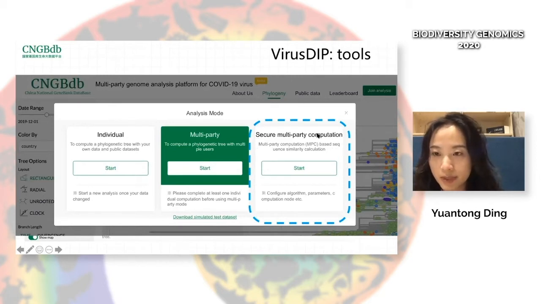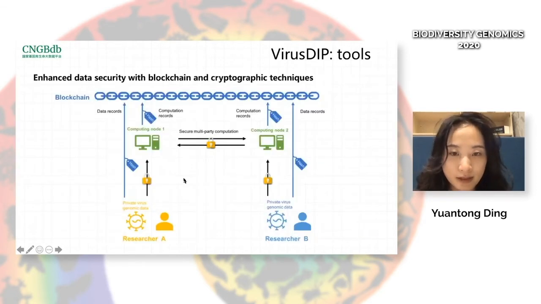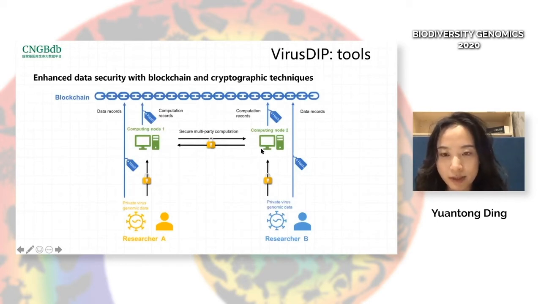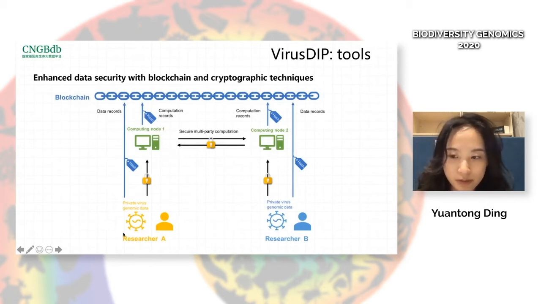What's special about this multi-party computation is that the computation actually happens at 2 separate computation nodes, and there is no plain text data exchange between those 2 nodes. So users can store their data separately on 2 different nodes, and they don't need to send their data to the other party. In this mode, it helps the user have more control over their own data.